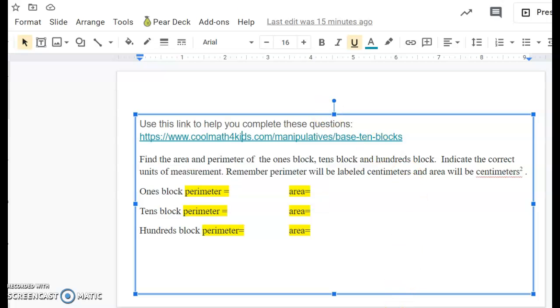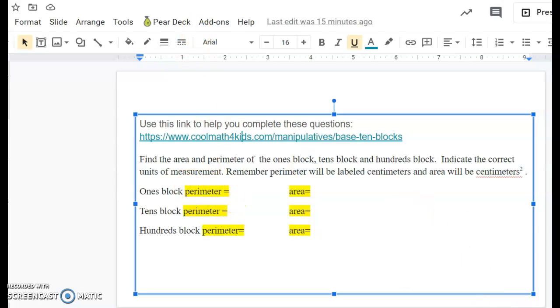So it says find the area and perimeter of the ones block, tens block, and hundreds block. Indicate the correct units of measurement. Remember, perimeter will be labeled centimeters and area will be centimeters squared using that exponent like yesterday.